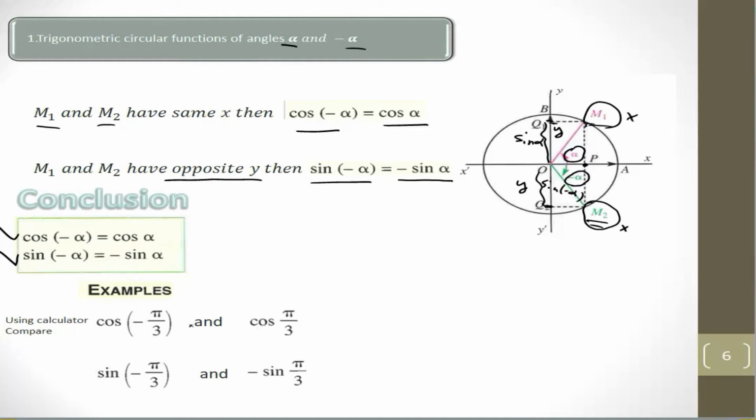Examples, use your calculator just to check: cosine minus pi over 3 and cosine pi over 3 are equal. Sine of minus pi over 3 and minus sine of pi over 3 are also equal, the same.